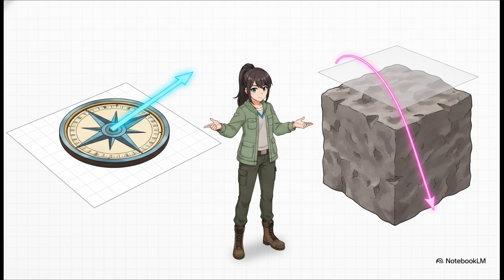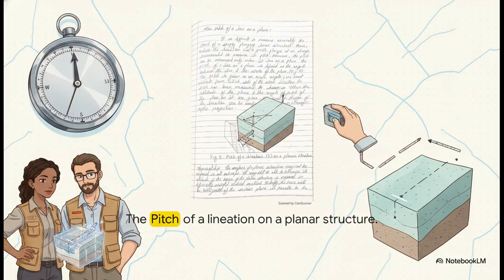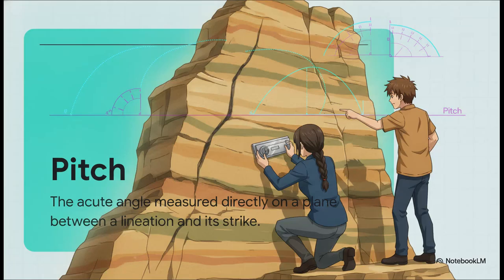straight lines. But what happens when a line lives directly on a plane? Picture a physical scratch mark running directly across a tilted rock surface. That's a lineation. We could try to measure its trend and plunge in 3D space, but out in the field, there's actually a much easier, way more precise way to measure it just by using the plane it's already sitting on. We call this the pitch.